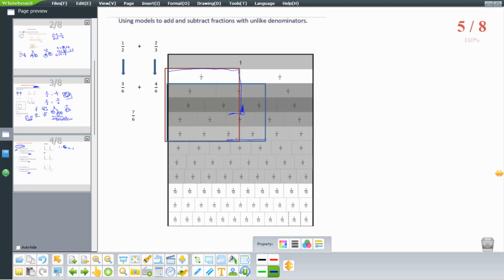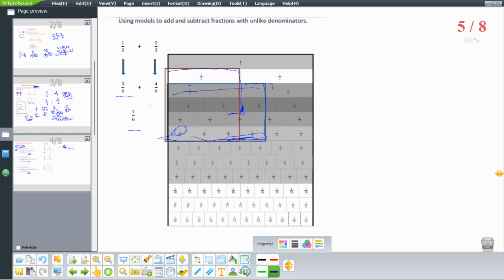Both of them will line up with the sixes. So half equals how many sixes? 1, 2, 3. So it will be 3 sixes. And 2 over 3, 2 over 3, 2 over 3, like this, will take, yes, till here. So let's count 1, 2, 3, 4, 4 over 6. So now we have 3 over 6 plus 4 over 6 equals 7 over 6.